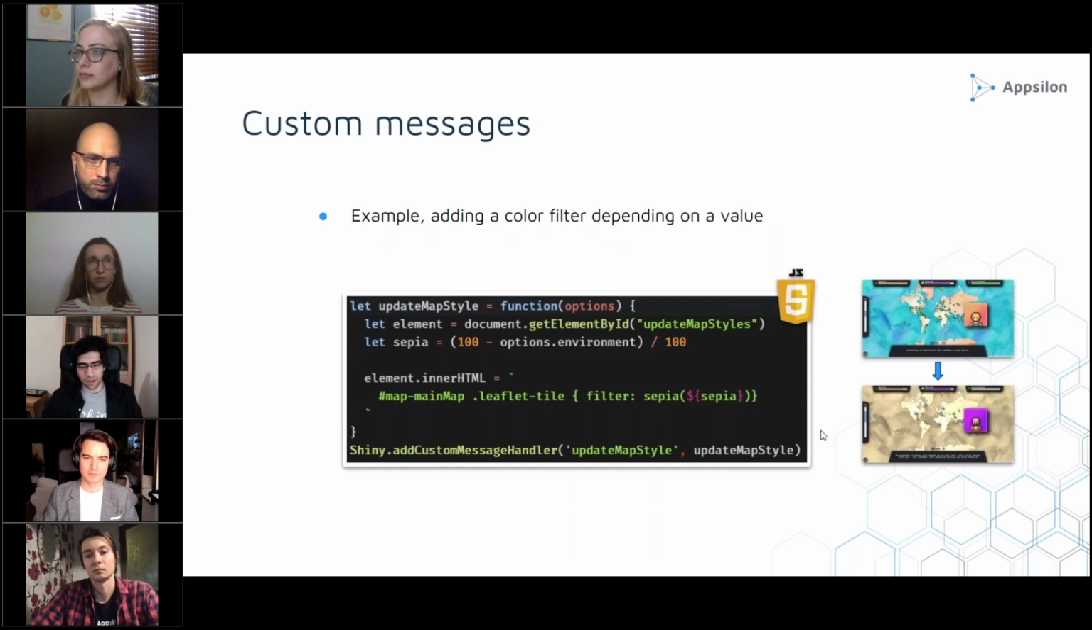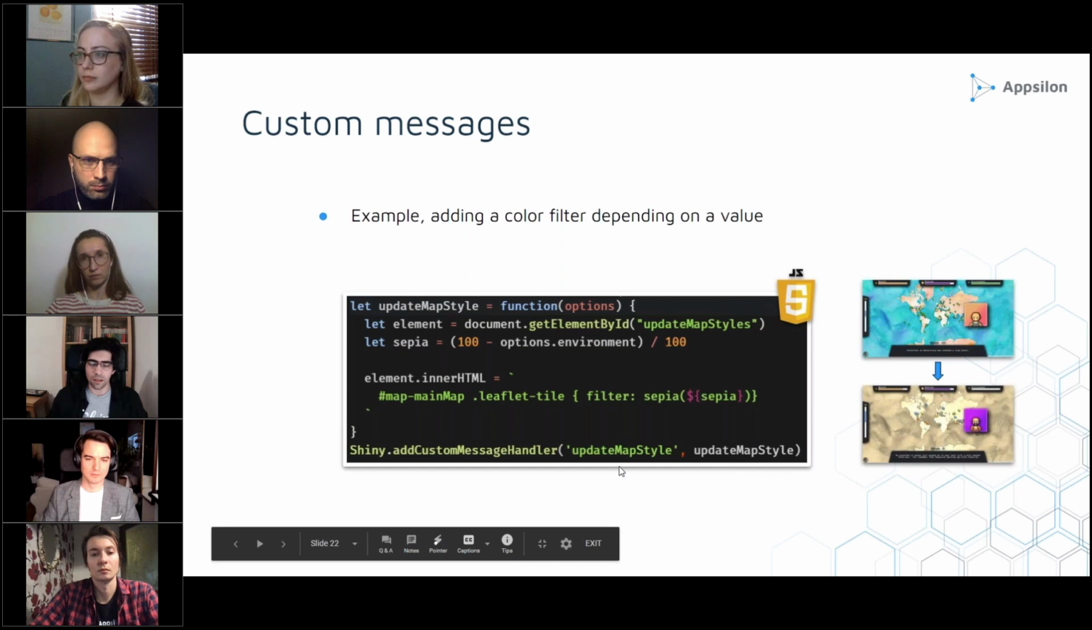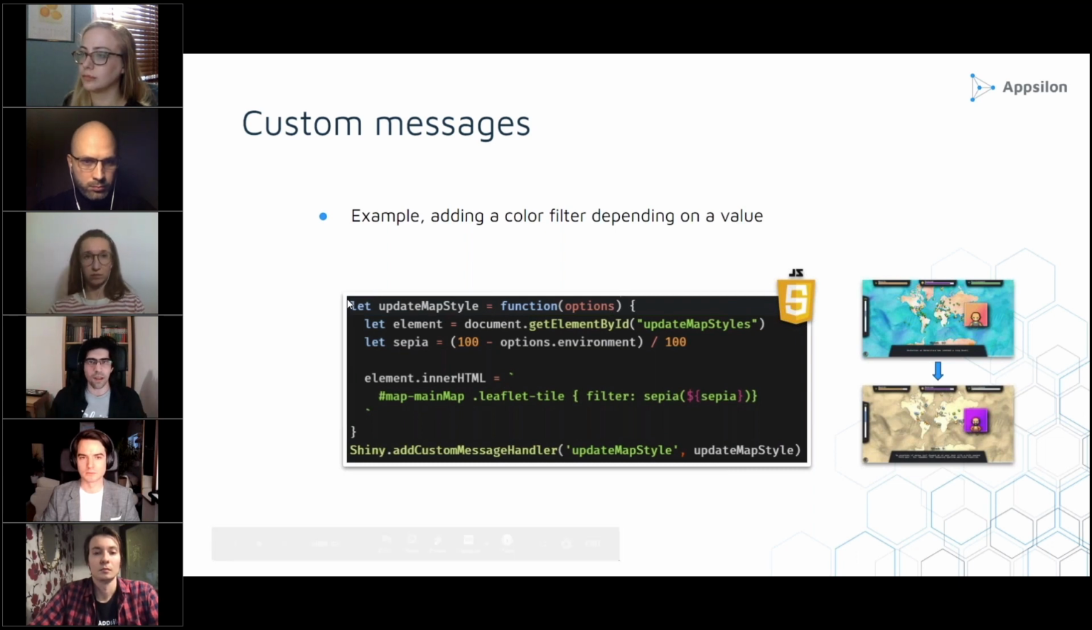So from the JavaScript side, remember there's the addCustomMessageHandler function. Basically what this does is it lets you run a function whenever a specific ID is triggered in Shiny. So it registers the handler so that it can be triggered from Shiny. In this case, I had this update map style handler that will call this updateMapStyle function. The function will create some CSS that gives you a sepia filter that gets a bit more evident whenever your scores are very low in the game, and goes back to the normal colors whenever you're doing better.